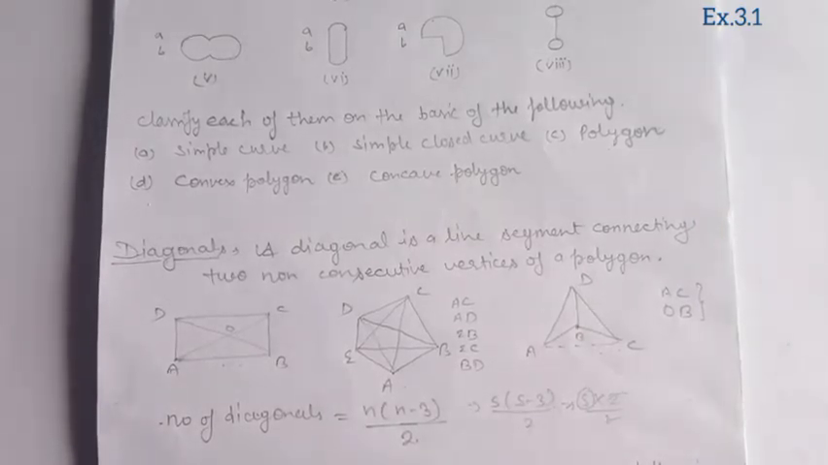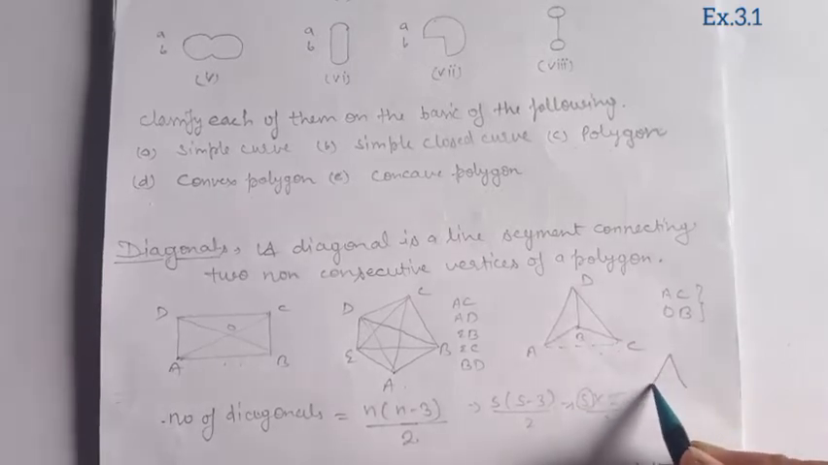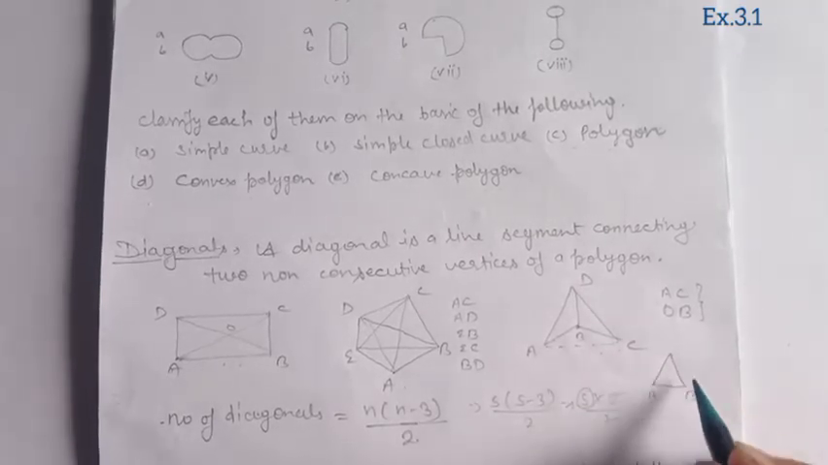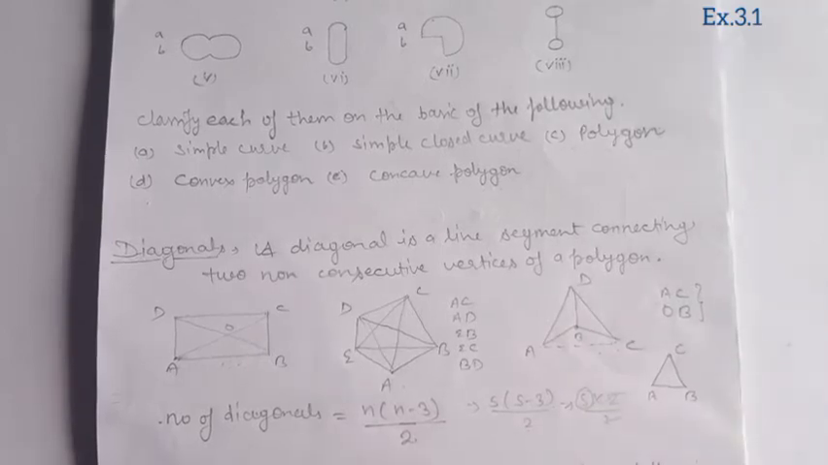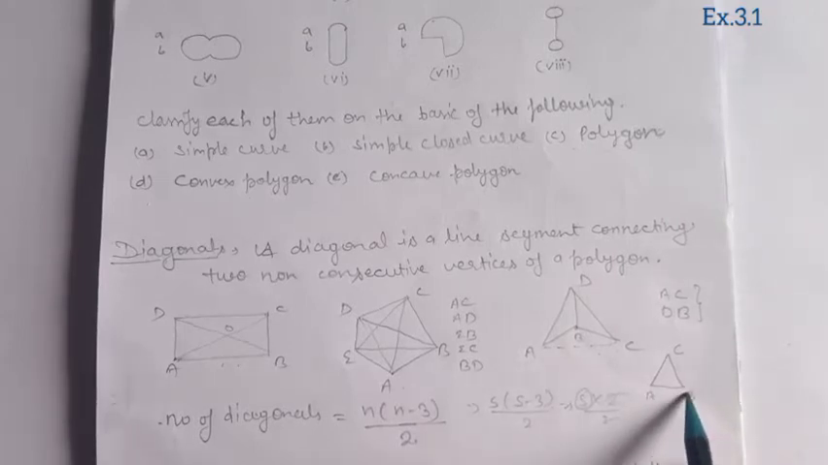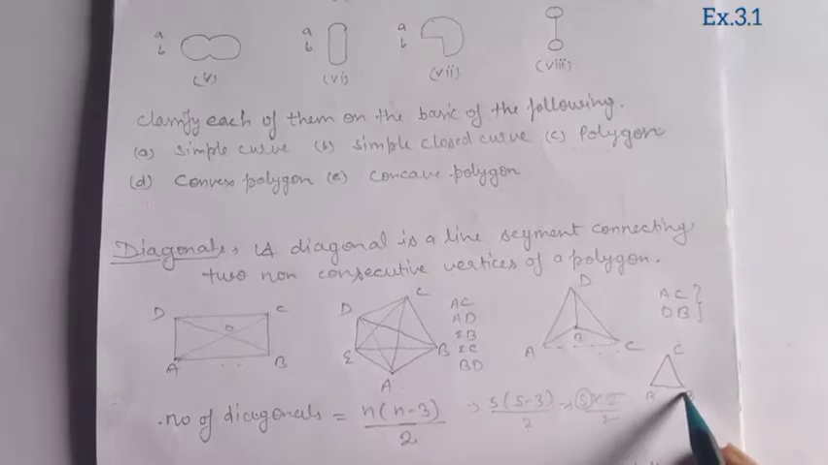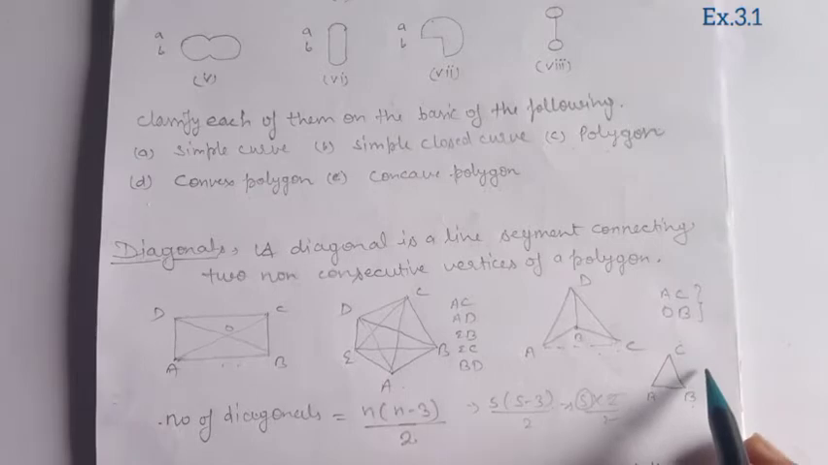And one more thing, students, you will be surprised: a polygon we have is the triangle. A, B, C are the names of the vertices. So are you able to find the number of diagonals in the triangle? No, we can't find a diagonal here, because A to B and A to C are both consecutive. Similarly, for B, both A and C are consecutive to B. There are no non-consecutive vertices here.